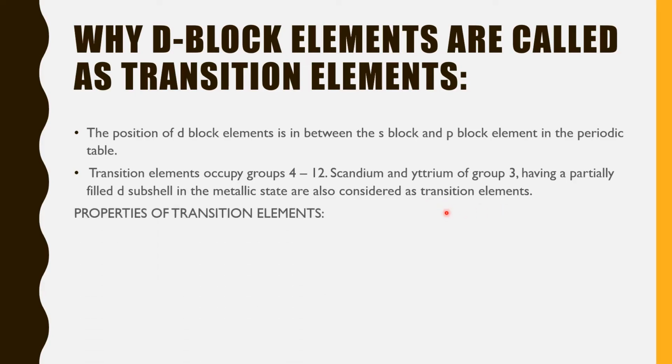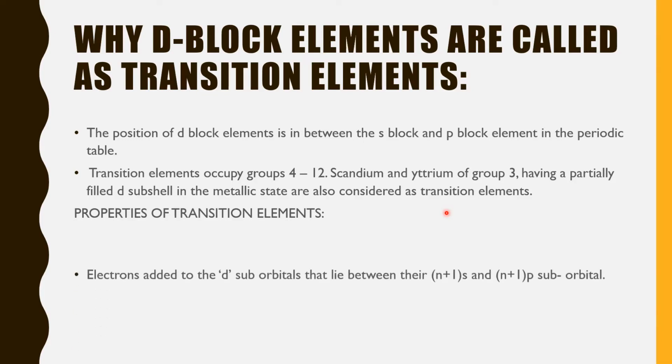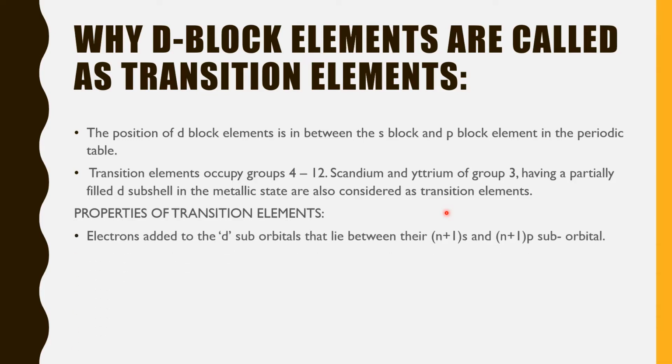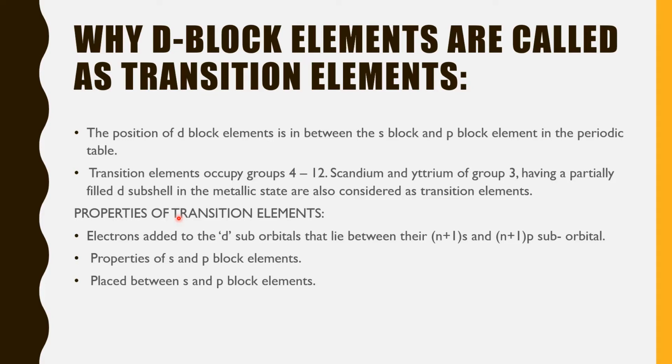And what are the properties of transition elements? The first property we are going to see is the electrons. Electrons are filled in the d orbital that lie between (n+1)s and (n+1)p suborbitals. And the next one, they have the properties of s block and p block, and then it is placed in between the s and p block elements.